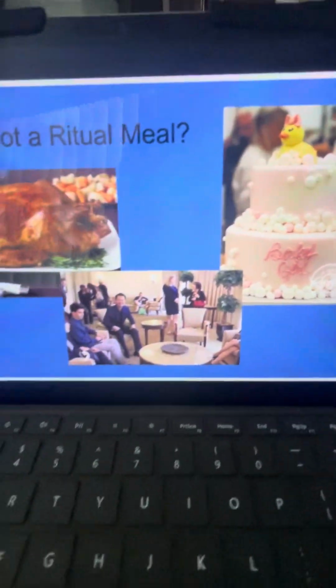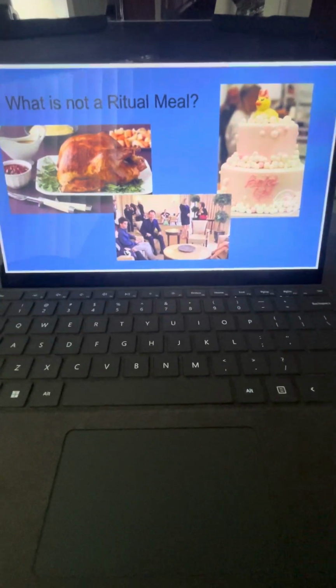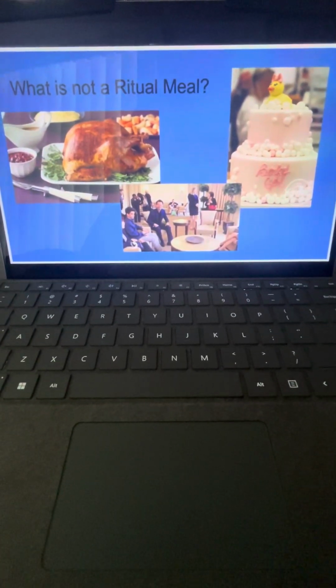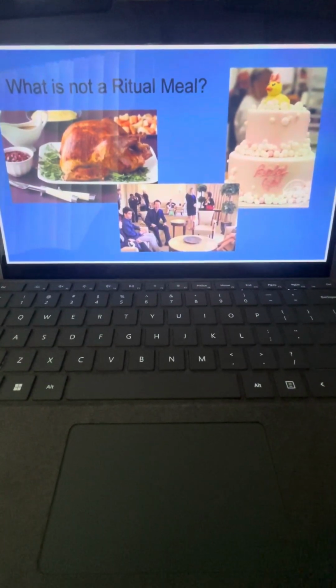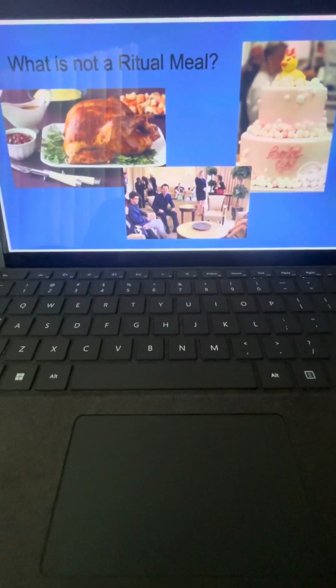So what is not a ritual meal is a very important question. Food is not in itself a ritual meal. So you can't describe a Thanksgiving turkey as a ritual meal. It's a food served at a ritual meal, but it's not in itself a ritual meal.